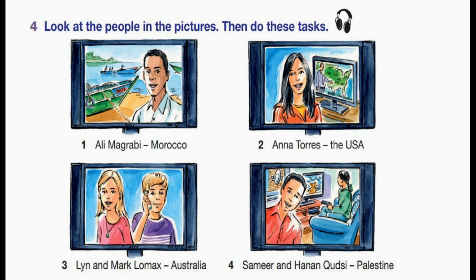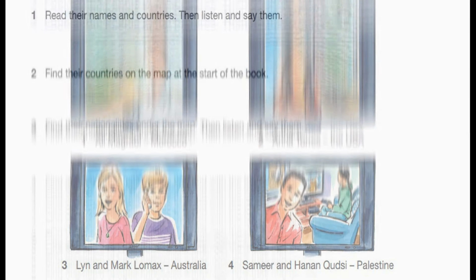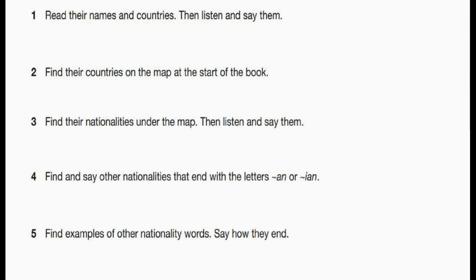Part 2. Ali is Moroccan. Anna is American. Lynn and Mark are Australian. Samir and Hanan are Palestinian. One. Read their names and countries. Then listen and say them.